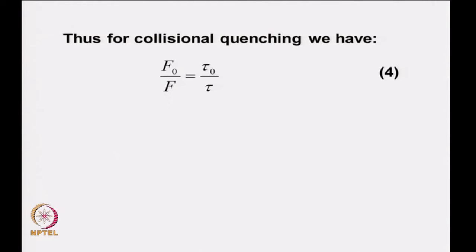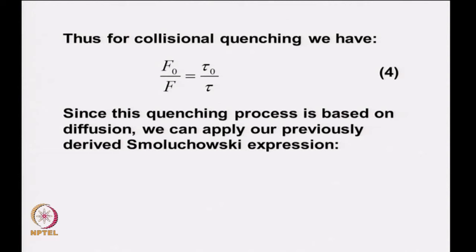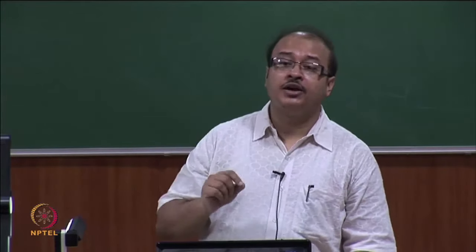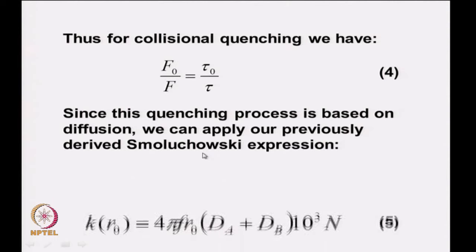F0 by F has to be equal to tau 0 by tau, that means the ratio of the steady state intensity has to be equal to the ratio of the lifetimes. Since this quenching process is based on diffusion, remember we talked about this, right. This is a collisional quenching. For collision, these two will have to collide, and for them to collide, they will have to diffuse towards each other. So, then we can apply a diffusion theory based on the Smoluchowski expression. If you would remember what we had talked sometime back about the Smoluchowski expression, we derived it. So, this is what it looks like.